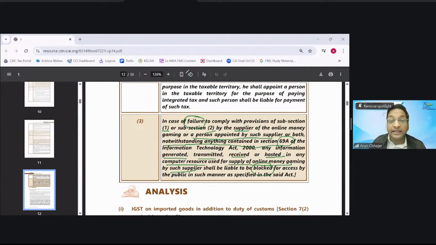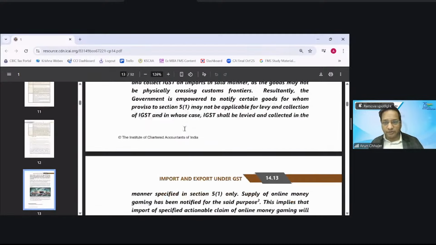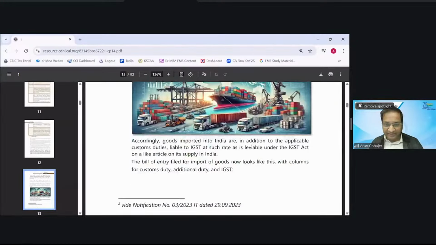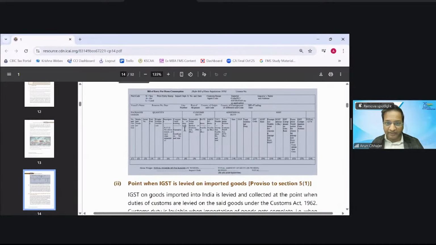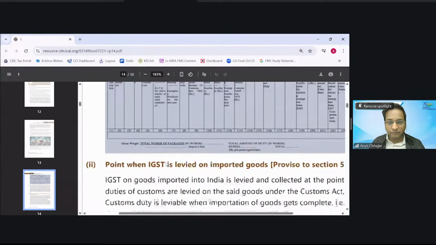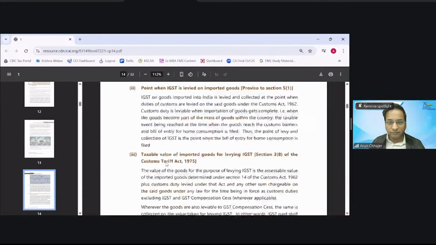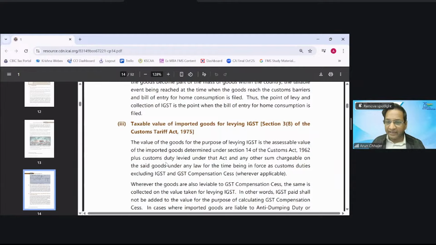for access by public in such manner as specified in the said act. Meaning thereby they can block the website, etc. Whatever app you have given, they can block that particular computer resource. See. So one second. Let me see if some part is being left. So this is like bill of entry. They have given the format of the bill of entry for home consumption. Taxable value for levying the IGST.